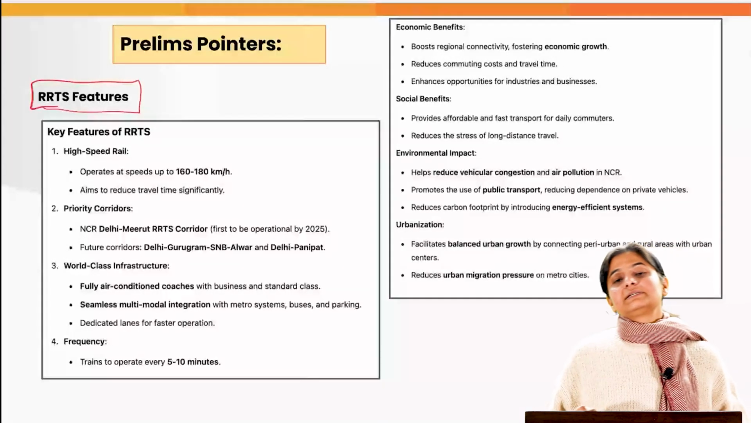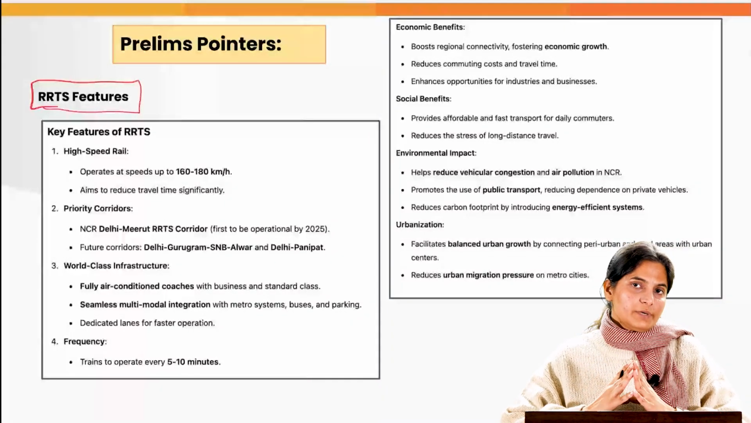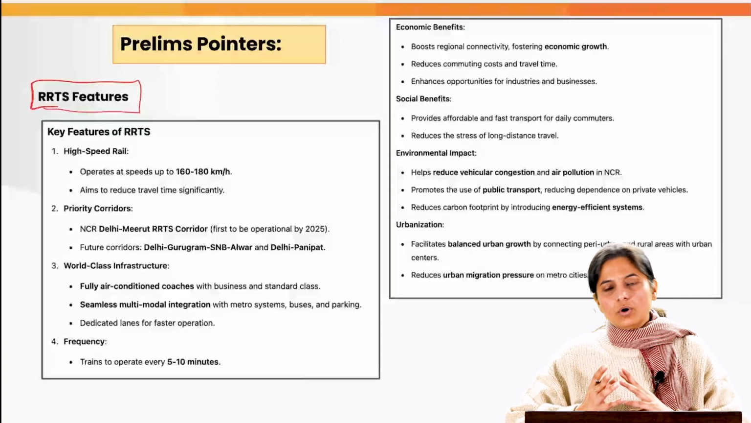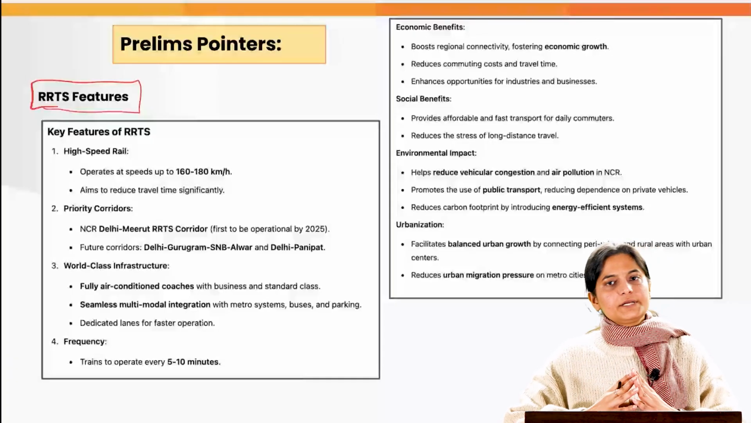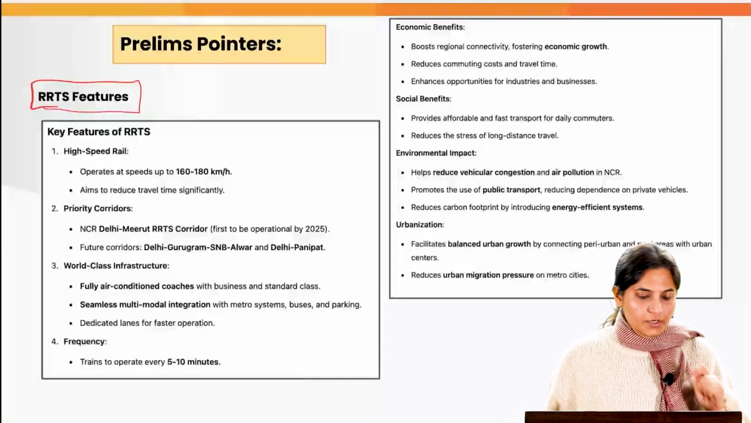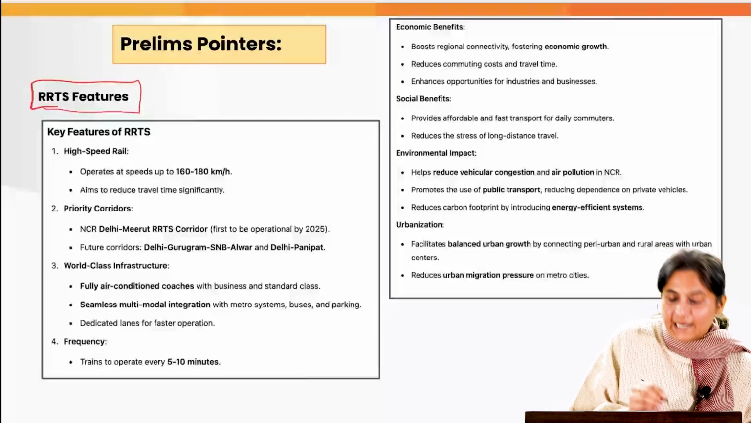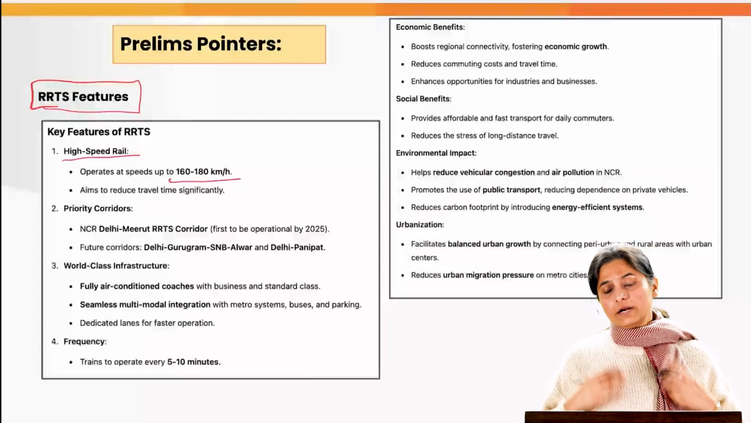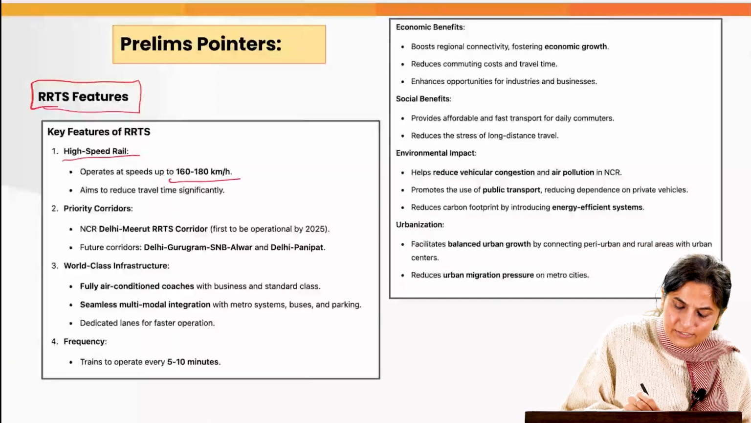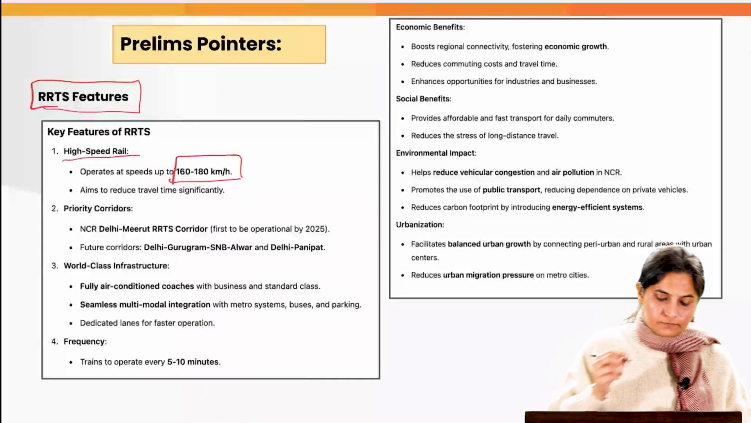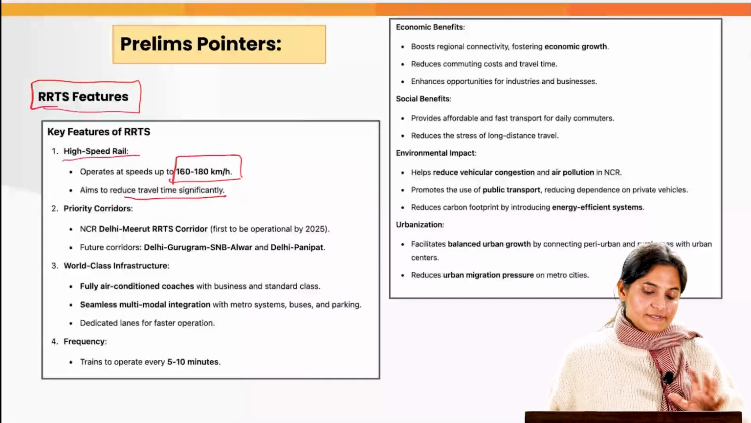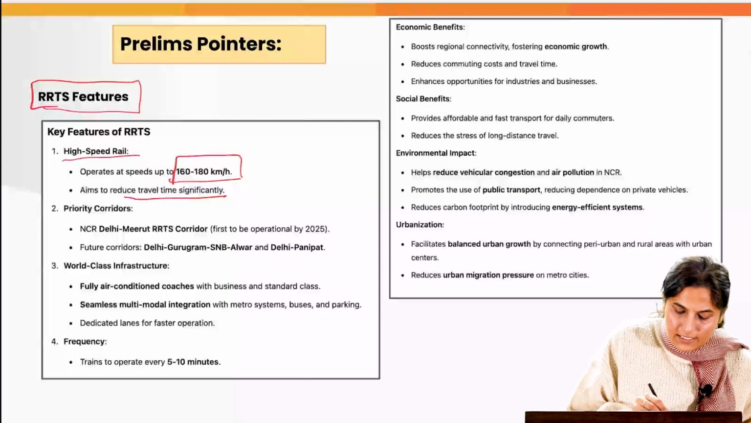It relates to the GS3 aspect of infrastructure or economic development, or it could also be about inclusive growth, better urbanization, connectivity between rural and urban areas, or better employment. So, certain of these features are that it is a high-speed train. Like I said, it runs at a minimum of around 150 and goes up to 160 to 180 kilometers per hour. It reduces travel time significantly. I have already given you this example in this present context.